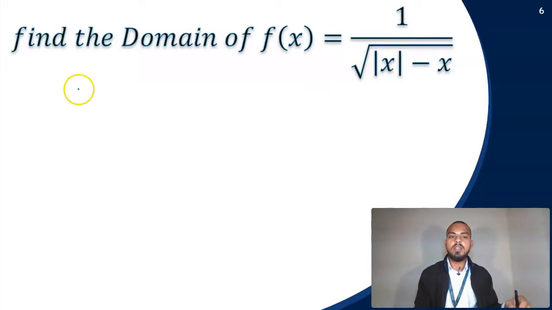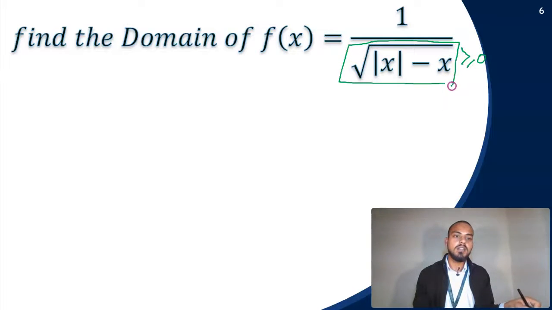So this function is only defined where this part is greater than or equal to 0, because a square root is always greater than or equal to 0. But you can also see that this is in the denominator. So if we take this whole value as equal to 0, our function is not defined. So in this case we can apply only this condition: the denominator is only greater than 0.